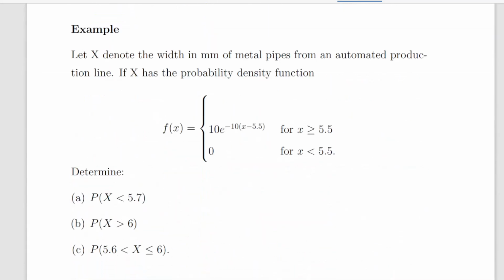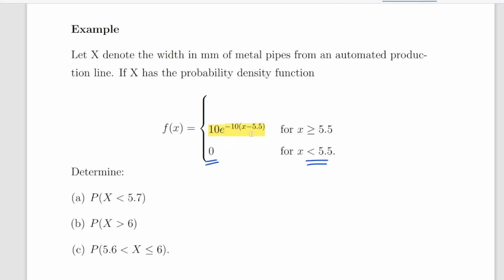Now anyway, let's look at an example. Let X denote the width in millimeters of metal pipes in an automated production line. If X has the following probability density function, calculate the following probabilities. Here, f of x equals 10 times e to the minus 10 times (x minus 5.5), where x is greater than or equal to 5.5. Otherwise, if x is less than 5.5, the probability density function is 0. So this is the key part here.